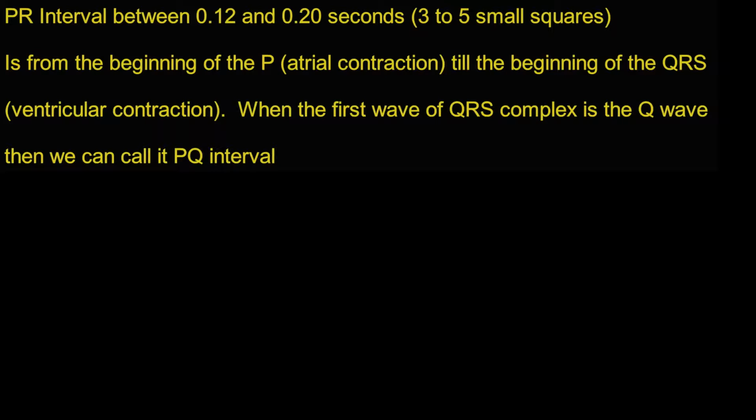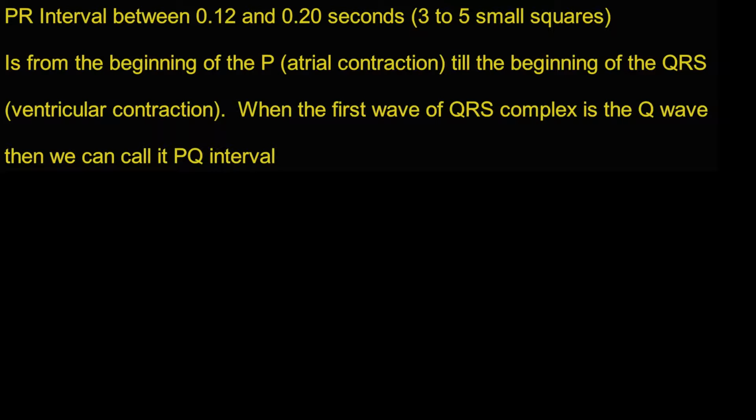I always find it easy to remember by the number of squares. For example, the PR interval should be more than 3 small squares and less than 5 small squares, which makes it more than 0.12 seconds, and it should be less than 1 big square, which is 0.20 seconds. It is from the beginning of the P wave till the beginning of the QRS complex.